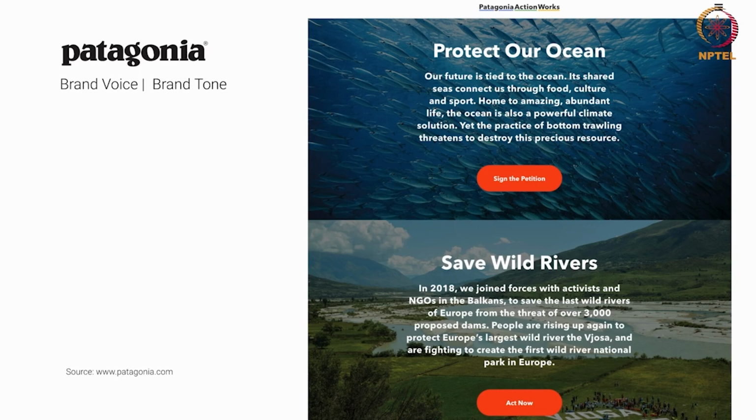There's a second segment like "Save Wild Rivers." So it was talking about rivers which are blocked, right, which are getting filled because of the mass industry involvement. And it clearly highlights "Save Wild Rivers," and there's a button like "Act Now." That means if you are very much concerned about it, you can take part in that initiative, and you can create a larger impact together, right, as a community.